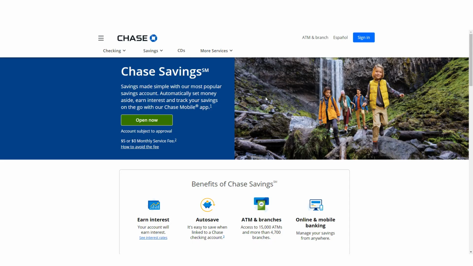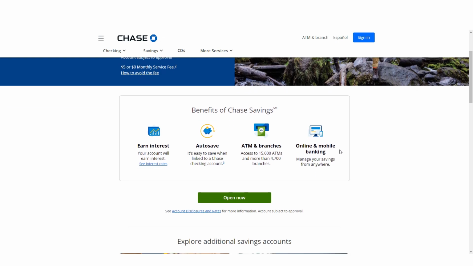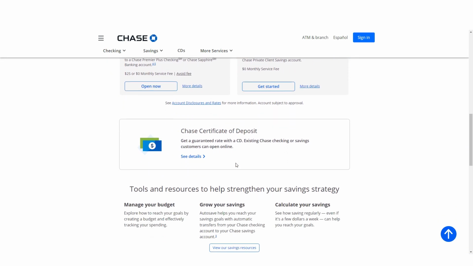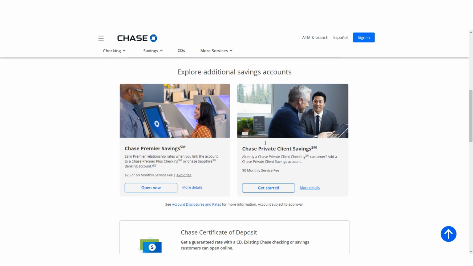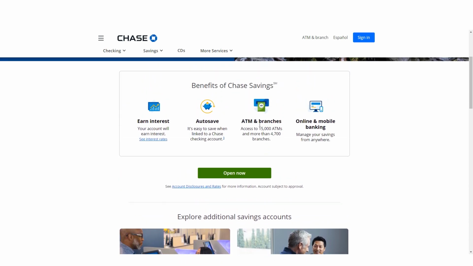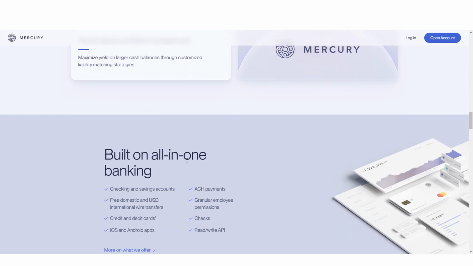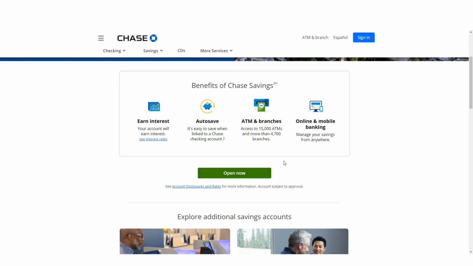Chase, on the other hand, offers a range of savings accounts that are designed to help businesses save for the future. Their accounts come with competitive interest rates and no monthly fees. They also offer a range of treasury services that are designed to help businesses manage their cash flow more effectively. These services include wire transfers, ACH payments, and lockbox services. While Mercury Bank is a great option for startups and tech-focused businesses that require a lot of integrations, Chase is a more traditional option that offers a range of features and services that cater to businesses of all sizes.